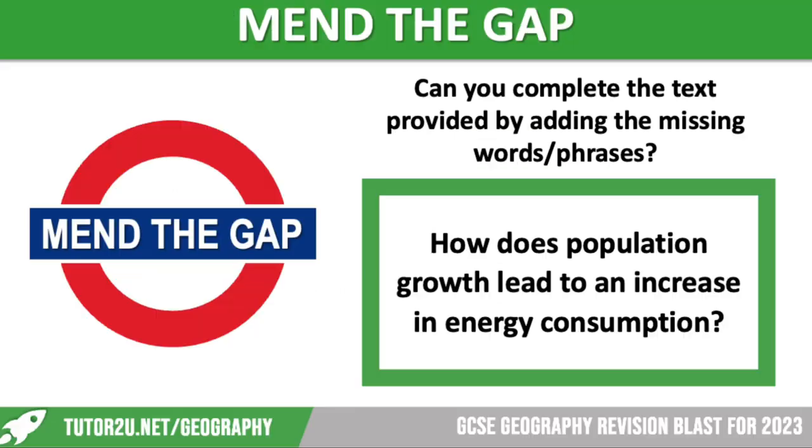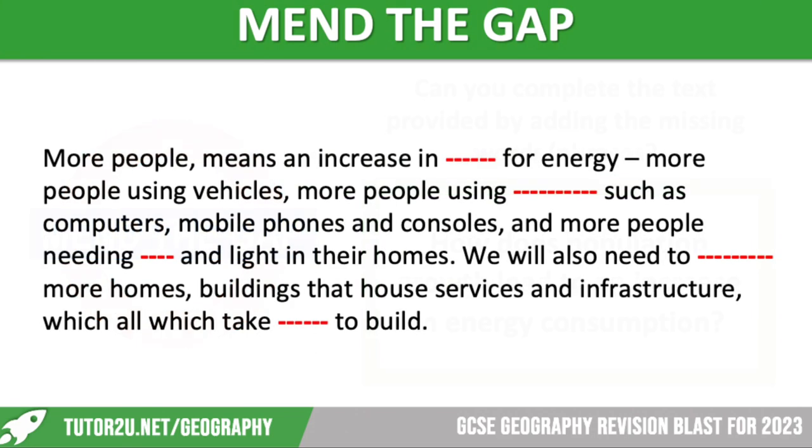Right, let's move on to a mend the gap activity. Can you complete the text provided by adding the missing words? So our question is, how does population growth lead to an increase in energy consumption? You are going to see a piece of text that explains that, but it does have some of the key words missing. The key words have all been replaced by a number of dashes which would correspond to the number of letters in each of those words.